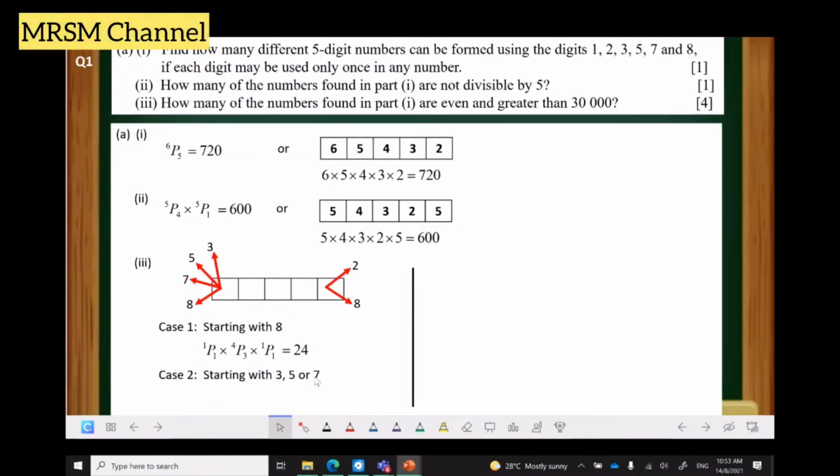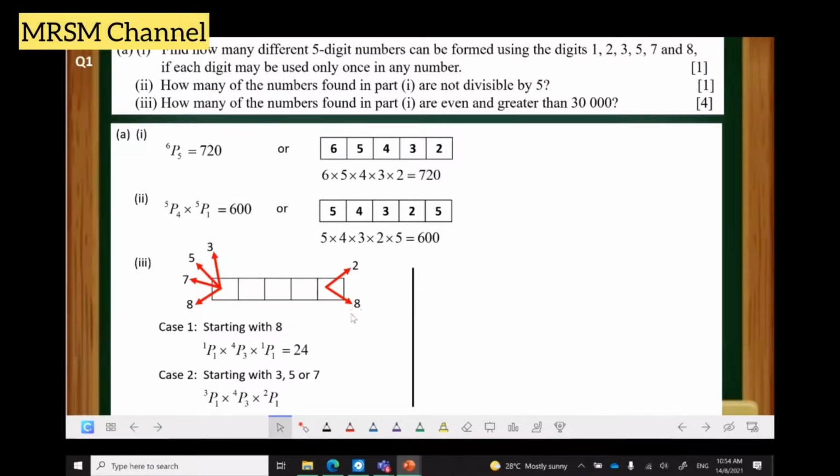So we don't want 8 at the front. Number 8 cannot start at the front, so only number 3, 5 or 7 can start. At the same time we must understand that because number 8 will not be at the first place, it can fill the last place. It can sit at the back too. So at the back it's either 2 or 8, at the front 3, 5 or 7. Out of these 3 we pick 1 to fill the first place.